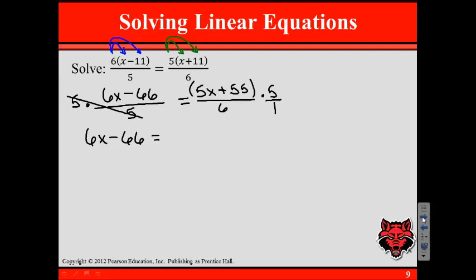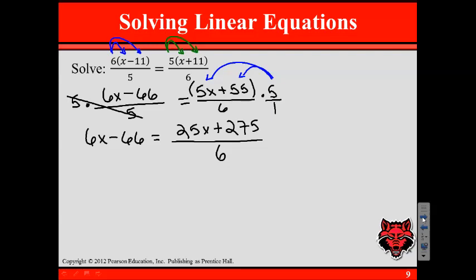Now when we multiply a fraction by a whole number, we can rewrite that whole number as a fraction. So we write 5 as 5 over 1. And since we have multiple terms in the numerator, we would actually need to distribute that 5. So we multiply both pieces in the numerator by 5. We have 5x times 5 plus 55 times 5. And when we work that out, we get 25x plus 275. But we still have the fraction. It's still all over 6.